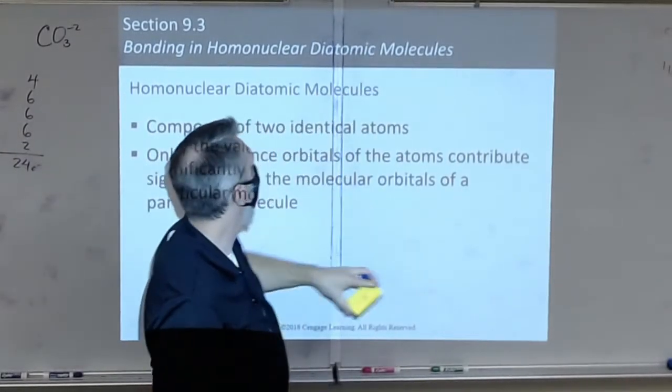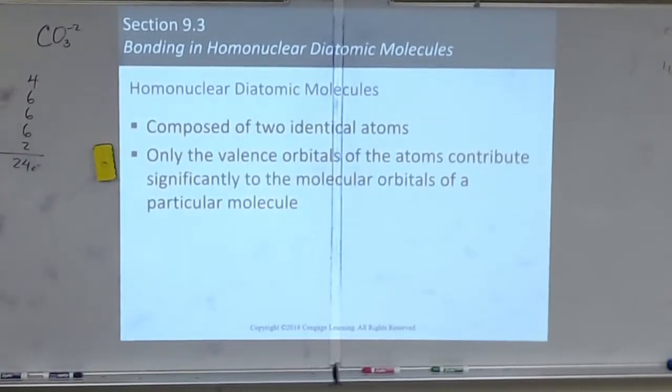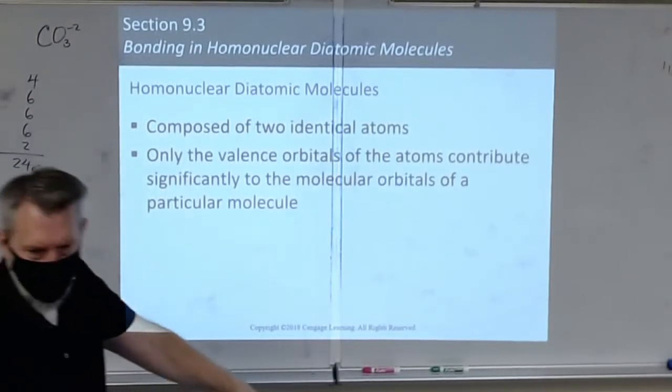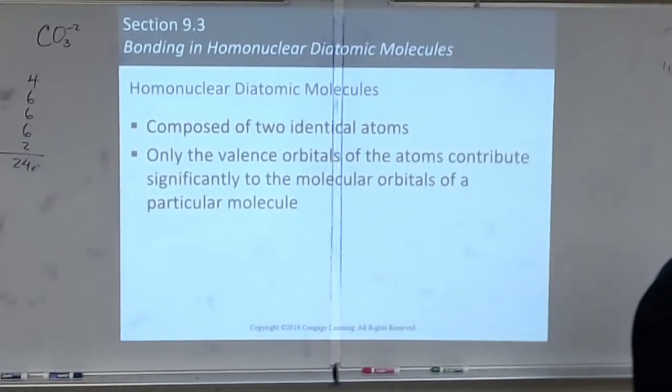So homonuclear diatomic molecules have 2 identical atoms. They're called homodimers. Only the valence orbitals of the atoms contribute significantly to the molecular orbitals. This is what we've taught you since you were in 8th grade, right? Valence electrons determine bonding and reactivity. Make sense? All right.